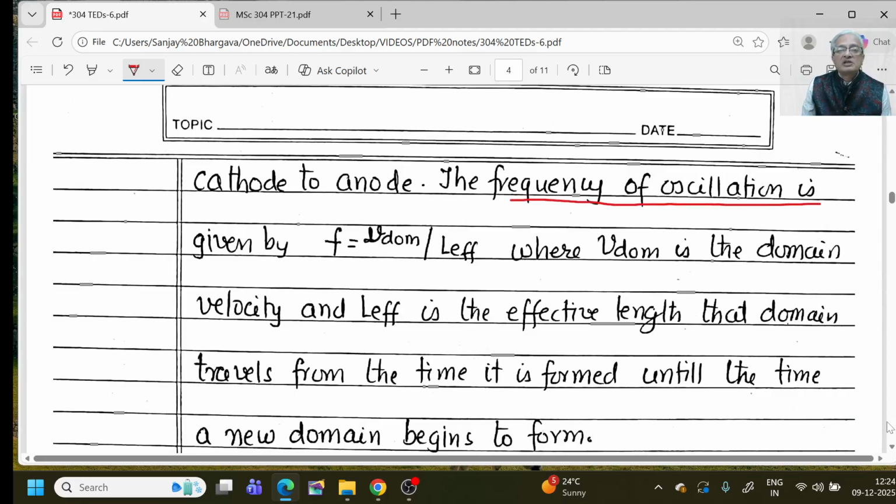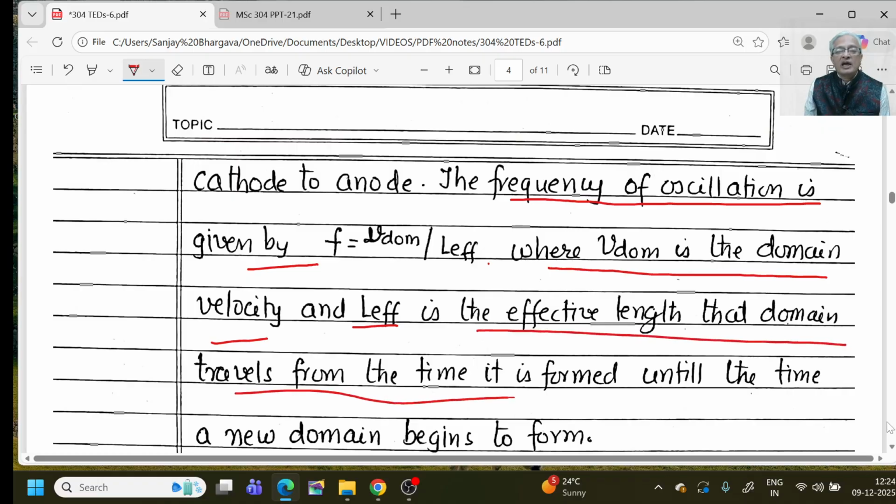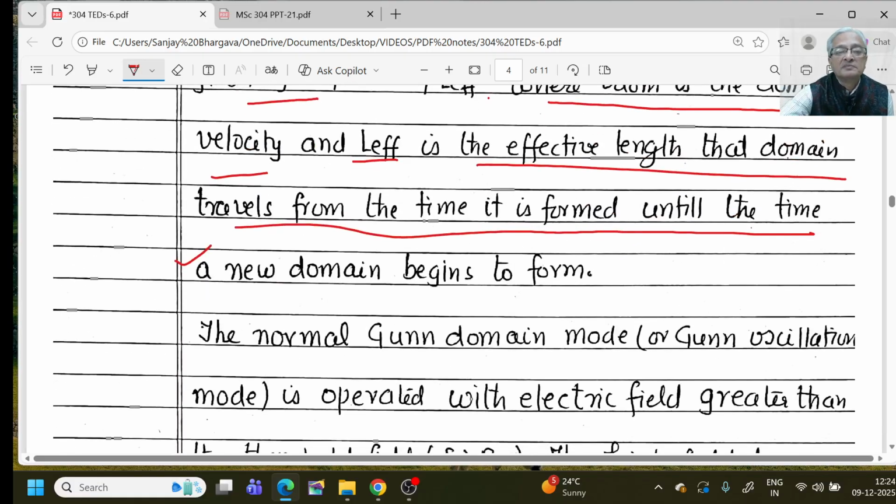The frequency of oscillation is given by F is equal to V domain upon L effective, where V domain is the domain velocity and L effective is the effective length that the domain travels from the time it is formed until the time a new domain begins to form. So what is V domain? It is the velocity by which the domain travels, and L effective is the length that the domain would travel from the time it is formed to the time the next domain is about to be formed.